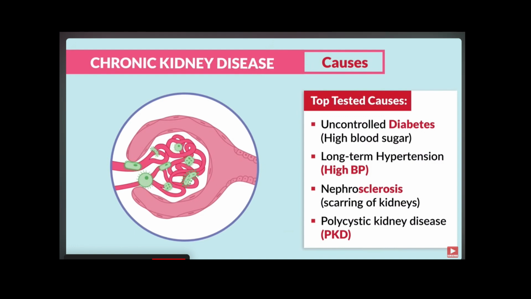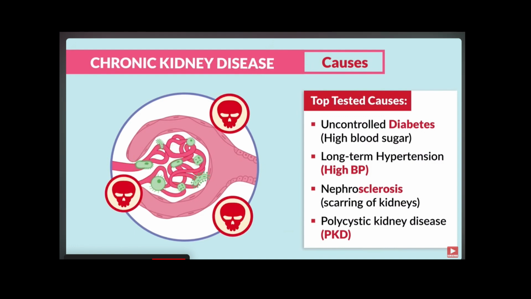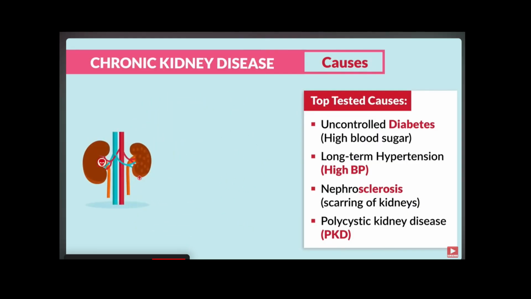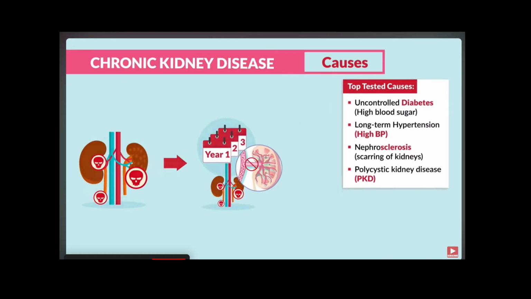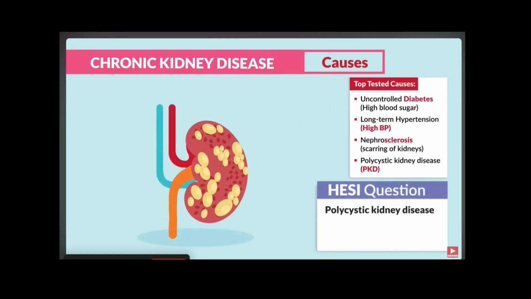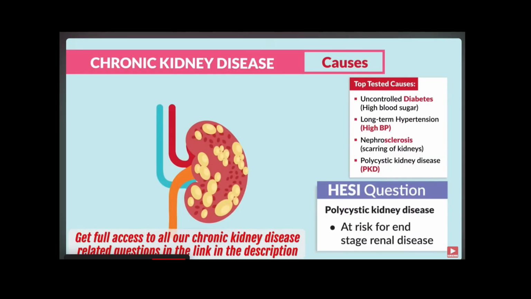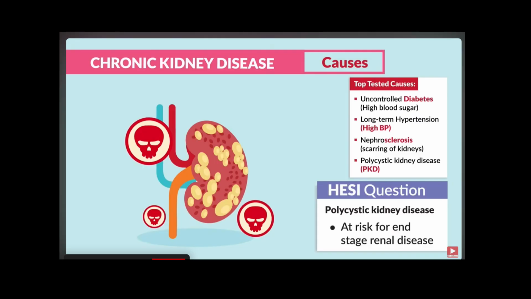Lastly, other main causes include infection causing glomerular nephritis, acute renal failure that worsens and progresses into chronic kidney disease, and even polycystic kidney disease, where cysts develop inside the kidneys themselves. Hesi mentioned this, asking about polycystic kidney disease, indicating that the client is at risk for end-stage renal disease.